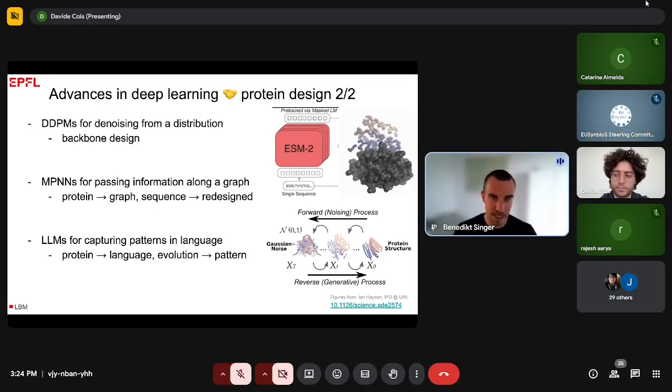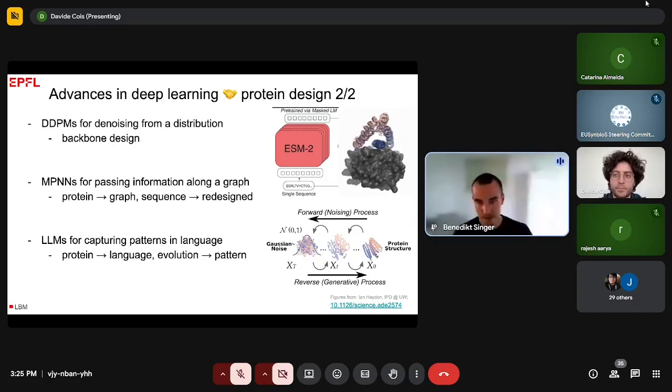And then there are, of course, the large language models, right? Also some sort of transformer, as we all know at this point. But in this case, we actually forget the protein structure. Yeah, I know this is crazy, but it actually works pretty well. Proteins can be abstracted as a language.